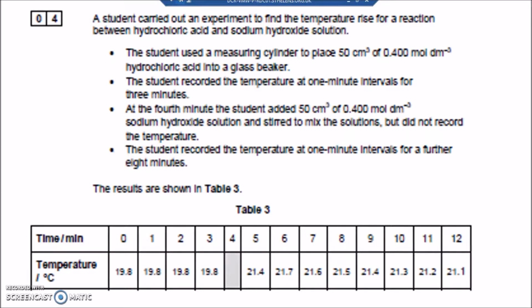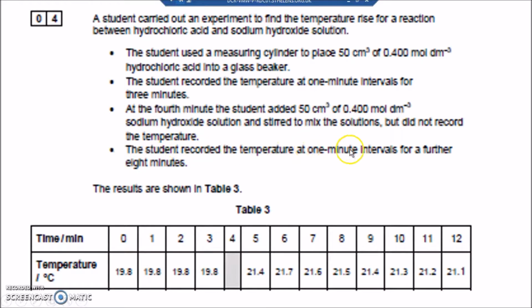The student recorded the temperature at 1 minute intervals for 3 minutes. At the 4th minute, they mixed the chemicals together and started to mix the solutions, and didn't record the temperature. So we're going to have to extrapolate this line forward and extrapolate the other one back, look where they cross the point at 4 minutes, and measure the temperature change. Because we haven't got the temperature at the 4th minute when we started mixing, we have to draw these lines forward and back, a process called extrapolation.